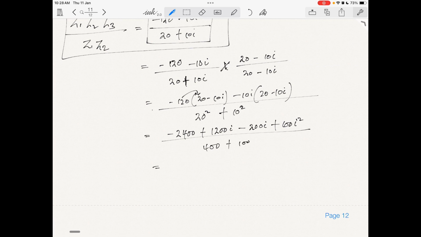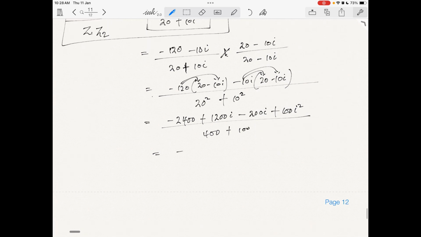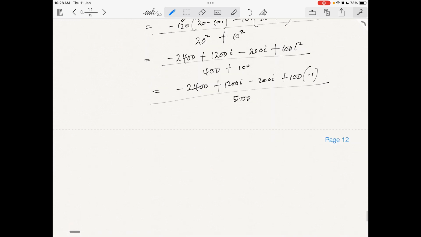In essence, we now want to substitute our i squared. So we substitute i squared to give us minus 1, so we have minus 2400 plus 1200i minus 200i plus 100 into minus 1. 400 plus 100 will give us 500. Now we have minus 2400 plus 1200i minus 200i minus 100 divided by 500.